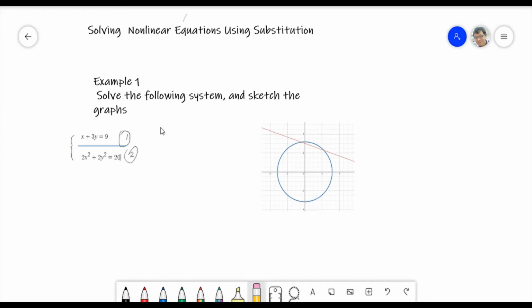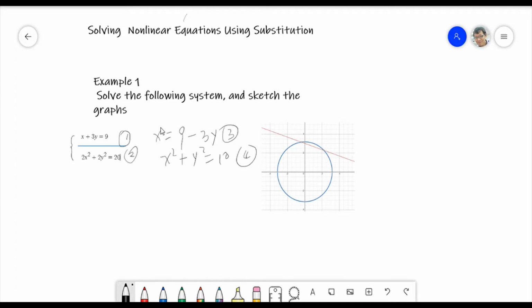So what are we supposed to do? For equation 1, we can very easily move the 3y to the right side, so x equals 9 minus 3y. Am I right? We make this equation 3. Then equation 2, let's first simplify it as x squared plus y squared equals 10. Let's make it equation 4.